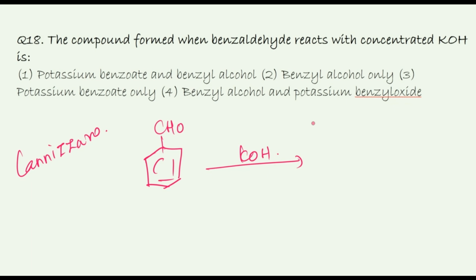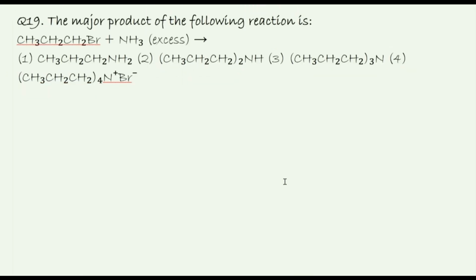So which of the following is the right answer? They didn't mention acid, so take it as a salt. So where is the alcohol? Option A, we have potassium benzoate and benzyl alcohol. Yes, that makes it the right answer. Very rapid and easy stuff.